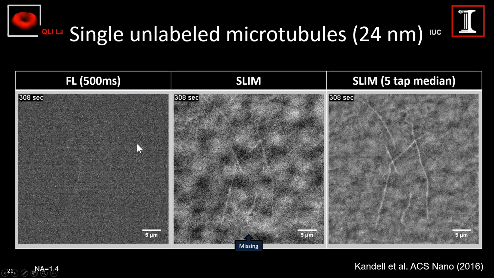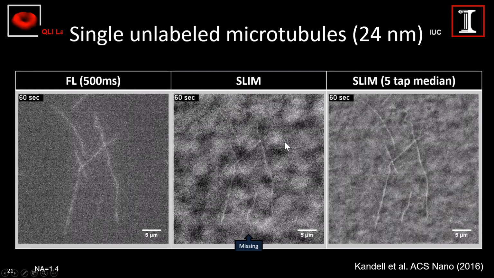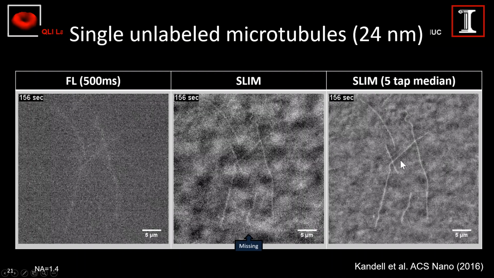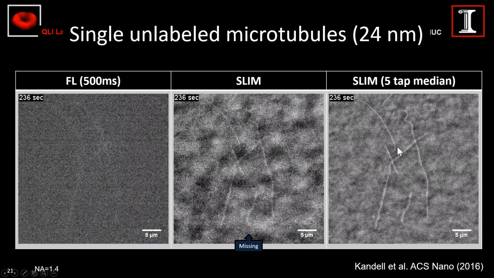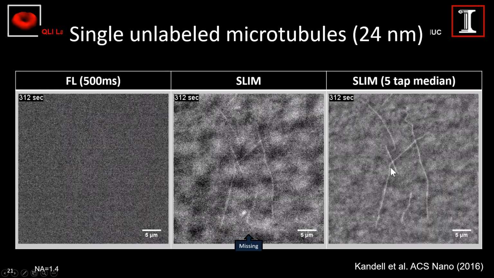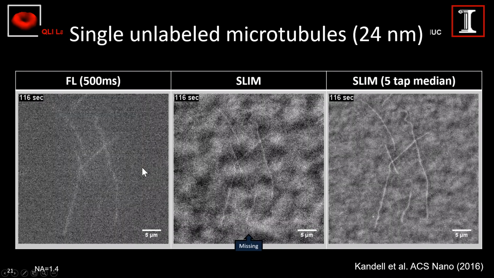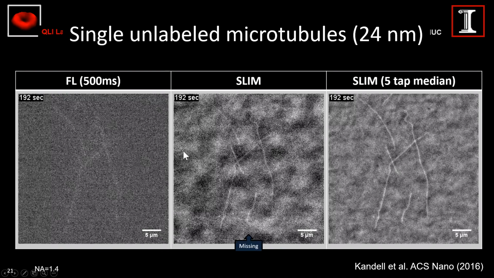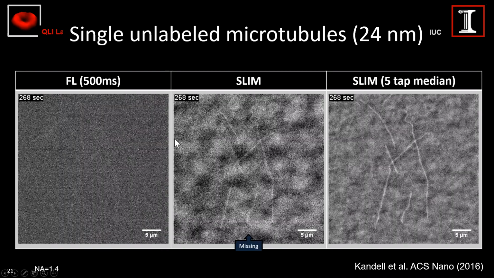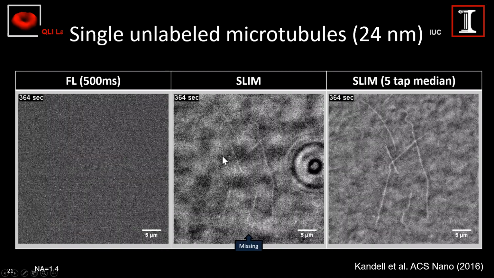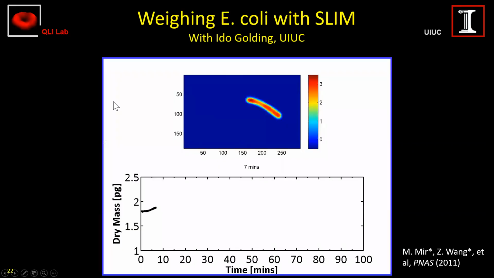So just imaging with no other preparation, imaging them on a piece of slide, you get this. If you do some averaging in the time domain, the signal to noise becomes much better. So these are 24 nanometer little tubes on a piece of glass without staining. I think they've been imaged here for the first time.